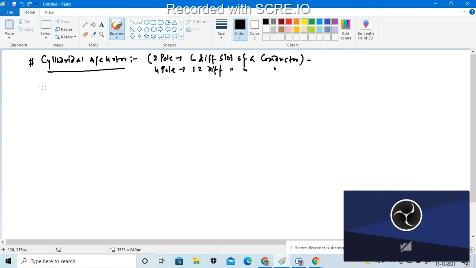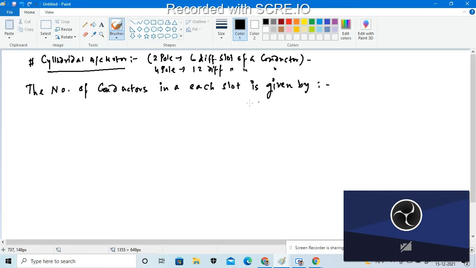So the number of conductors in each slot is given by Nc equals capital Nc times cos alpha. This is a very important equation whenever we have to design any such kind of cylindrical AC motor rotor.